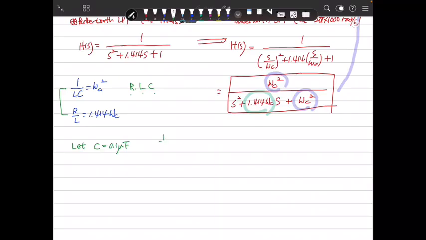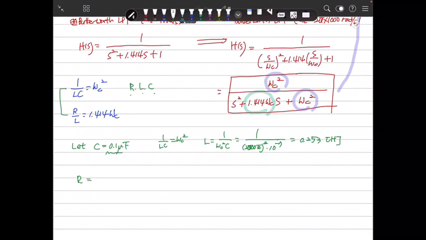Then from 1 over LC equals omega C squared, L is 1 over omega C squared times the capacitance. What is omega C? Omega C is 2000 pi, squared, and the capacitance is 0.1 microfarad, that means 10 to the minus 7. So that result will be 0.253 Henry.